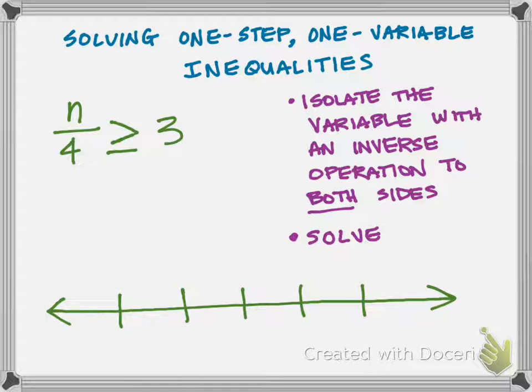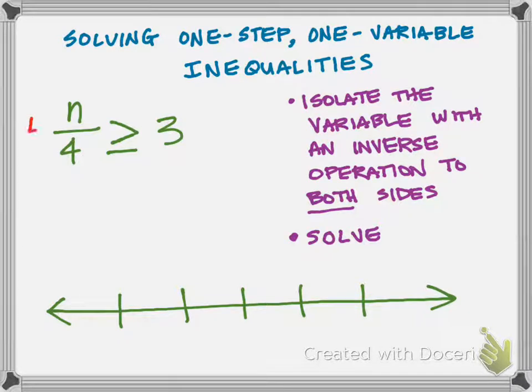We want to isolate the variable with an inverse operation. That means we want to do the opposite of what's being done to the variable right now. So right now, n is being divided by 4, so we want to do the opposite of that. The opposite of dividing by 4 is multiplying by 4. So we're going to do this to both sides.